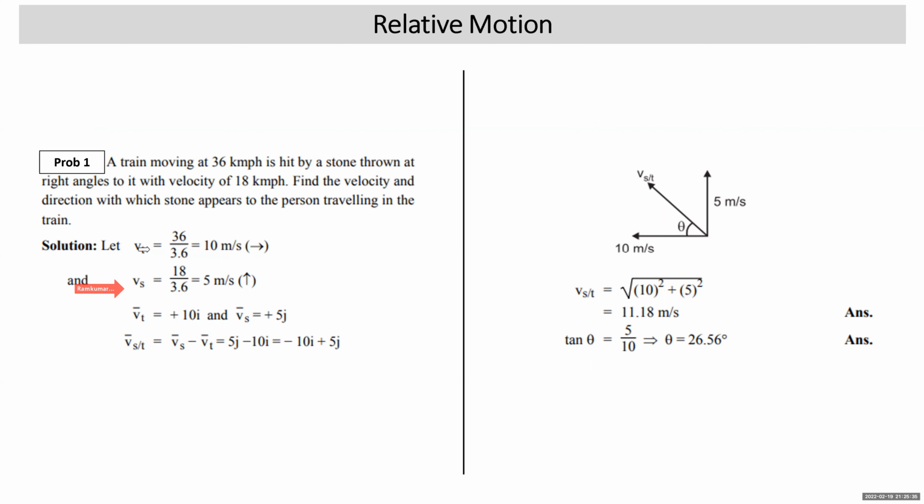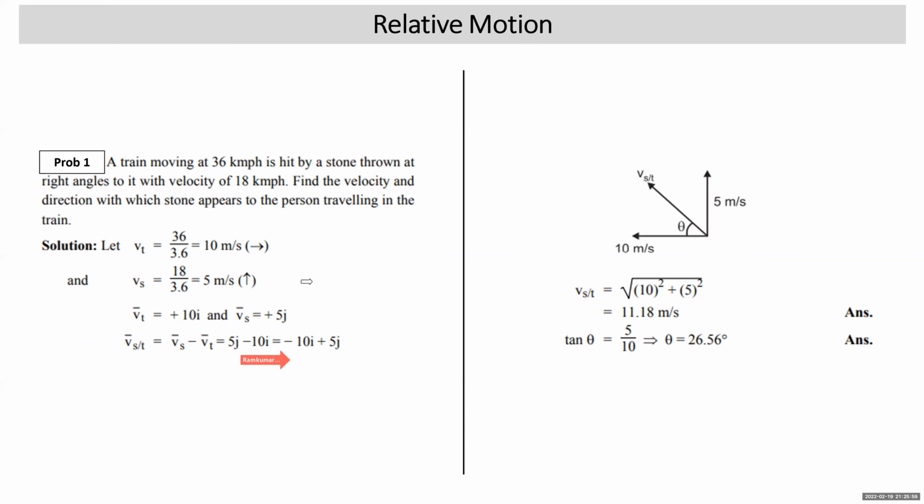So we write the velocity of the train and the velocity of the stone in vectorial form. The velocity of the train is plus 10i because it is in the positive x direction. Whereas the velocity of the stone in vectorial form is plus 5j, in the positive y direction. So now the velocity of the stone with respect to the train is Vs minus Vt. Vs is 5j minus 10i. So finally, minus 10i plus 5j.